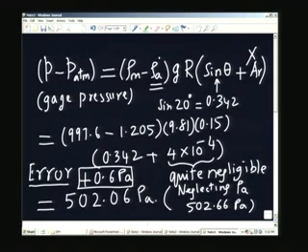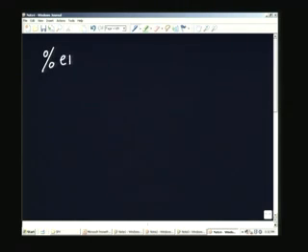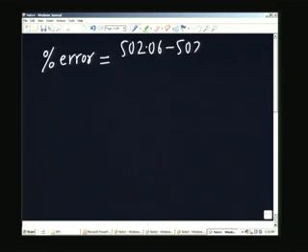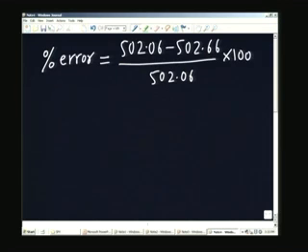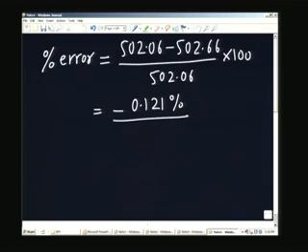Of course, you can represent it also as a percentage, and the percentage value, so I will write it in the next sheet. So, the percent error when you ignore the density of the fluid is the difference between the two, which is first one is 502.06 minus 502.66 divided by 502.06 into 100 percentage, and this comes to minus 0.121%. So, you get a value of minus 0.121%. This is quite negligible, negligibly small.